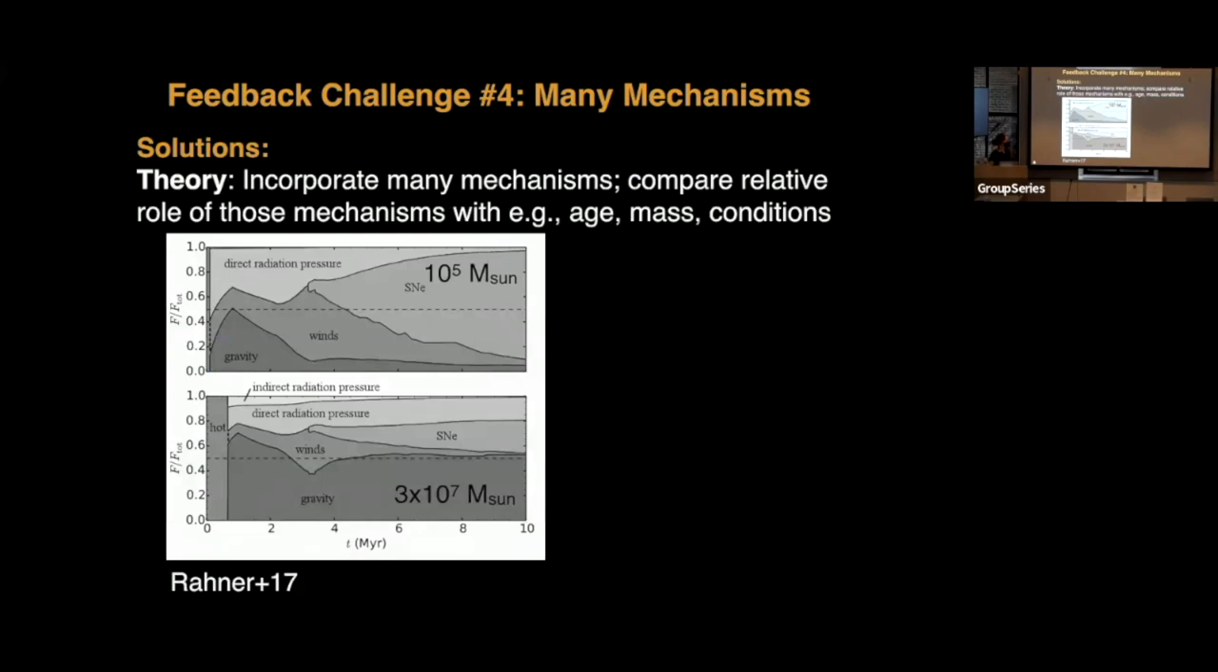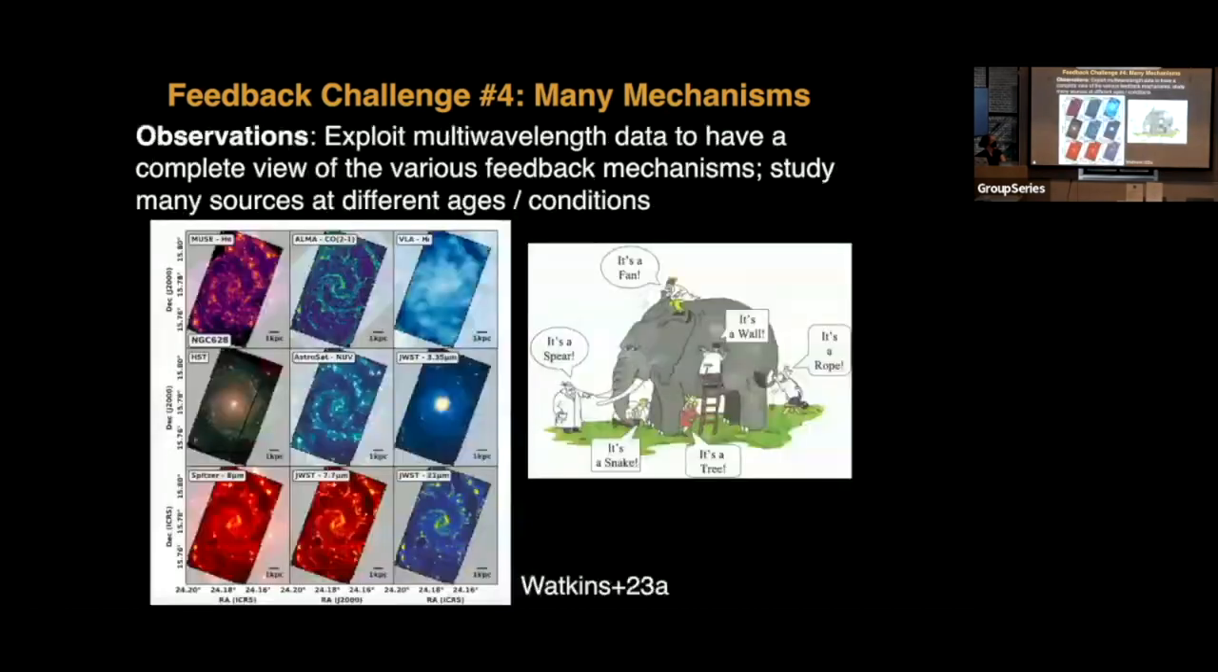I think there's lots of examples of this work being done from a theory perspective. One that I'm highlighting here is Ronner et al. 2017, who did semi-analytic models looking at different feedback mechanisms and showing how the forces for the mechanisms changed as a function of, for example, stellar age, which is the x-axis, or stellar mass that's considered. So the top plot is for a 10 to the 5 solar mass cluster, and the bottom is 3 times 10 to the 7. And you see that which ones dominate actually changes with time. So that's a nice way we can consider the impact of different mechanisms from a theoretical perspective.